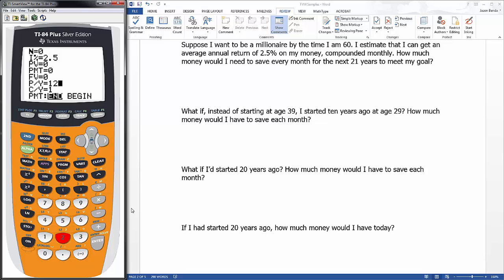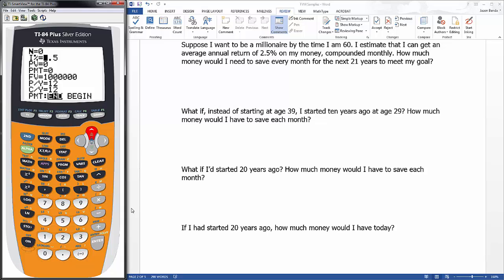So compounded monthly, and it says I'm going to be saving money every month. So I also have payment monthly. My future value is supposed to be $1 million. My present value is 0. I want to solve for PMT. I want to know how much money I need to save.